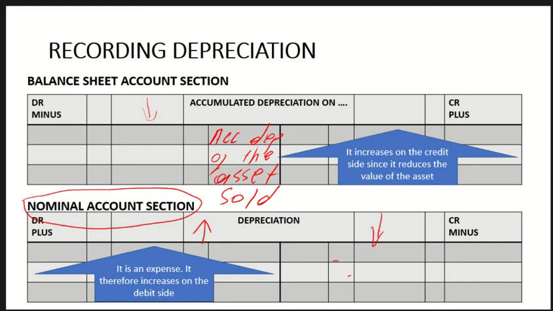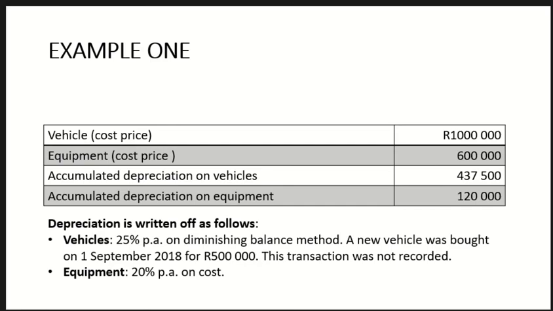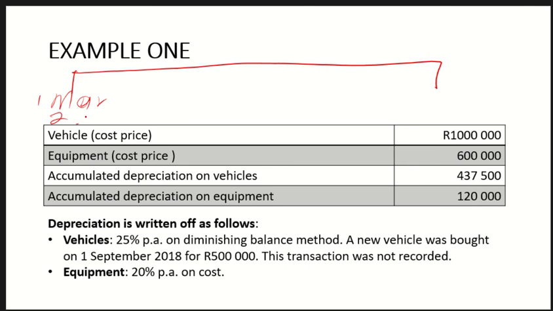Okay, may I continue, guys? This is the example that we spoke about yesterday. Yesterday, guys, we said our financial year starts when? It starts on the 1st of March, but which year? 2018. And it will end on the 28th of Feb 2019. Something happened during the year. What happened?